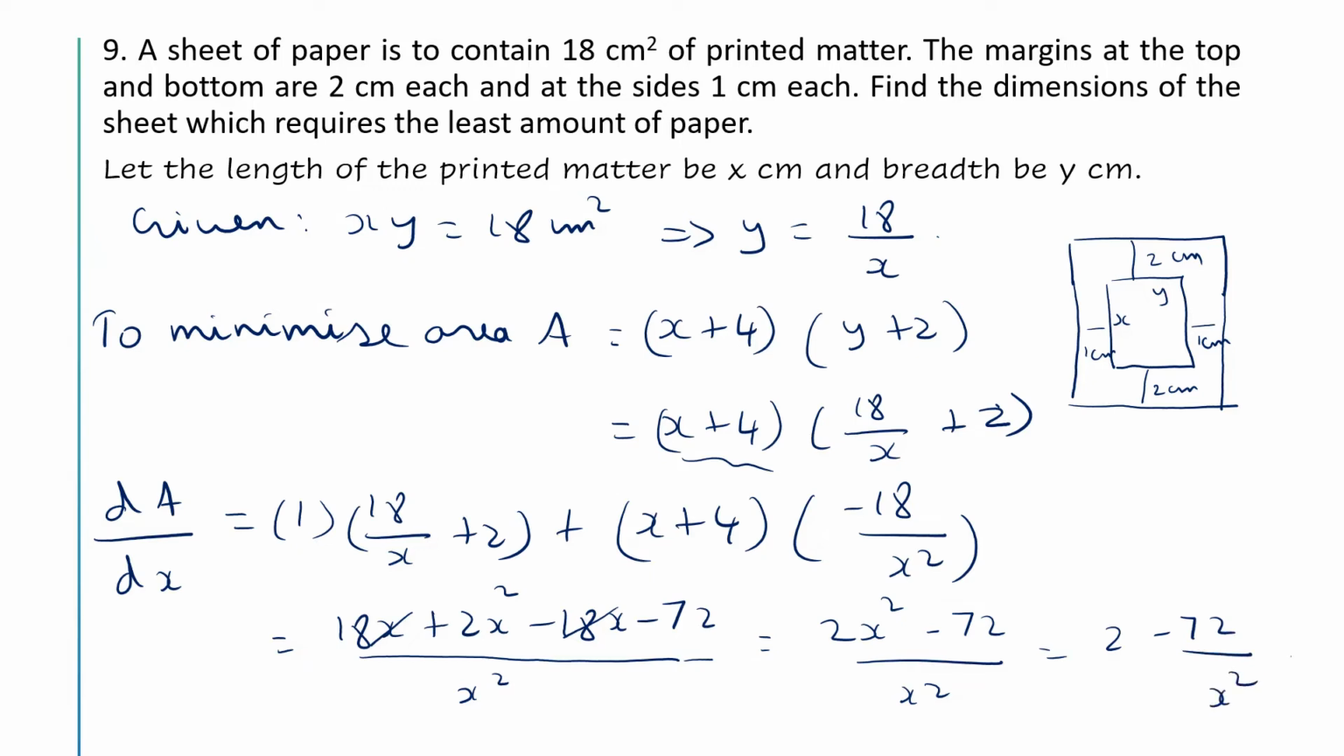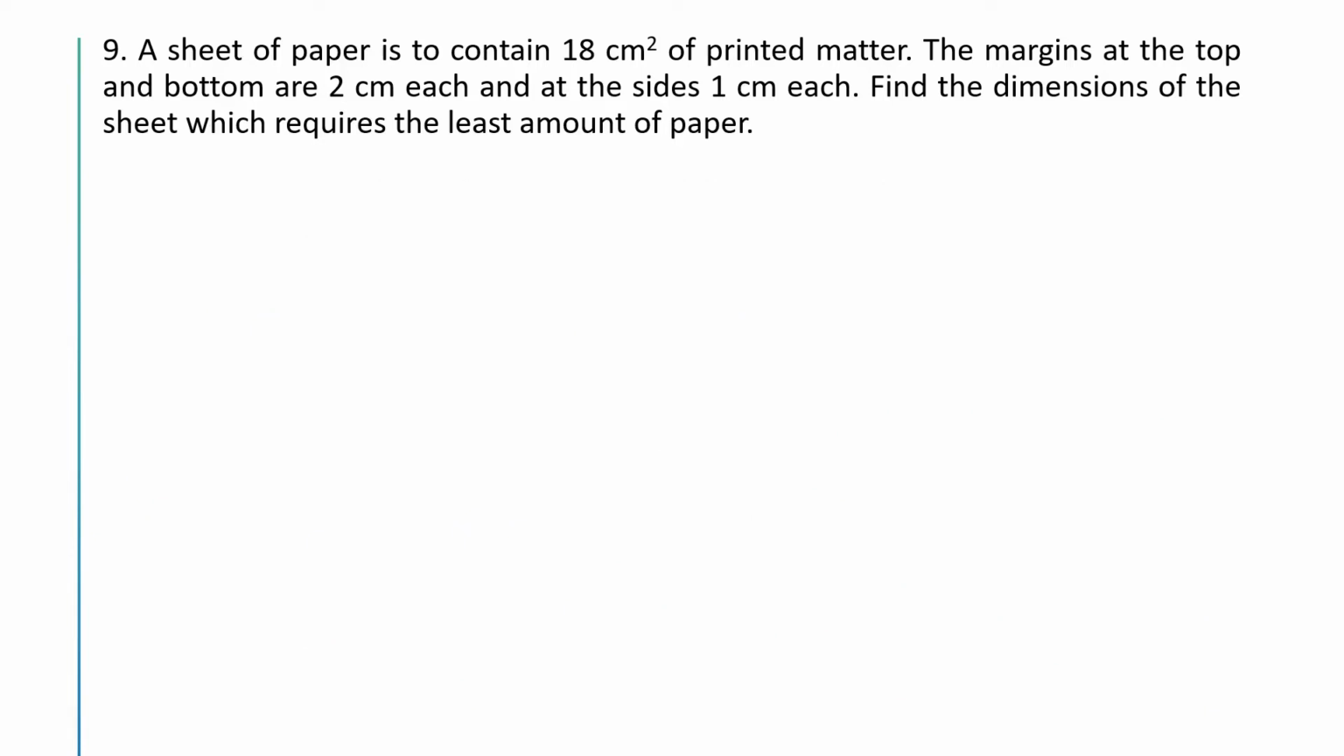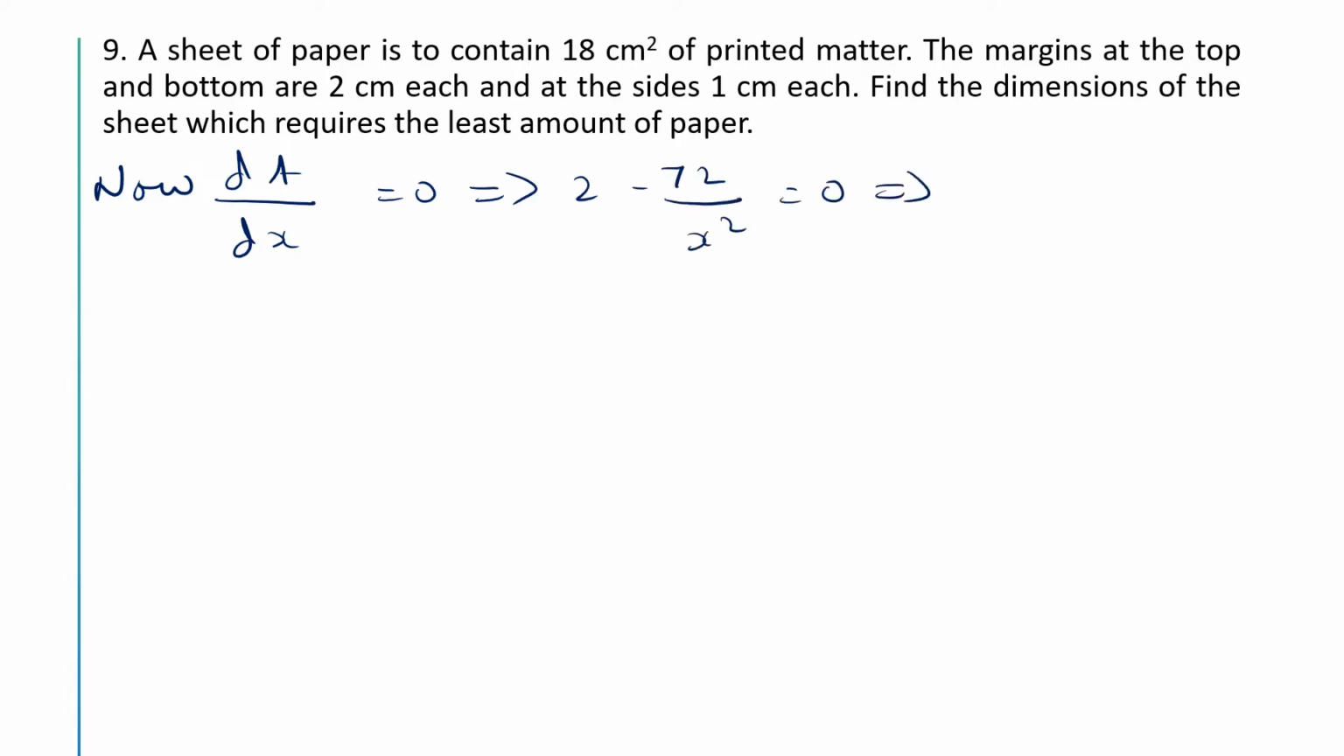Let me continue. Now we know that at the critical points dA by dx equal to 0. So dA by dx equal to 0 implies 2 minus 72 by x square equal to 0, or from this we get x square equal to 72 by 2, which is 36. x is equal to plus or minus 6. We cannot take minus 6 because the length cannot be negative. So x is equal to plus 6.